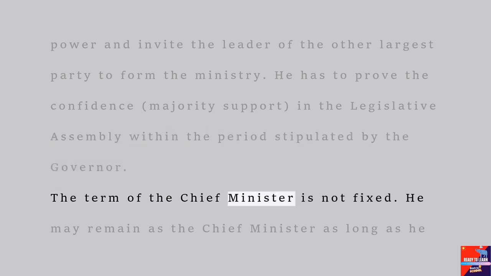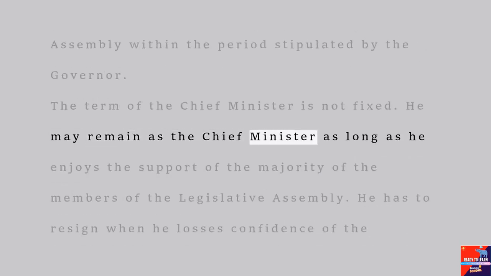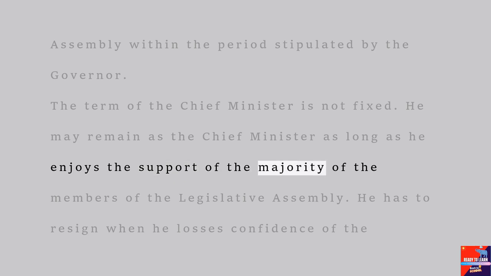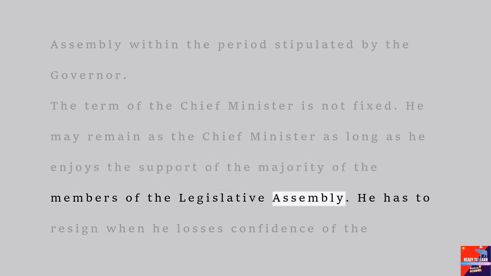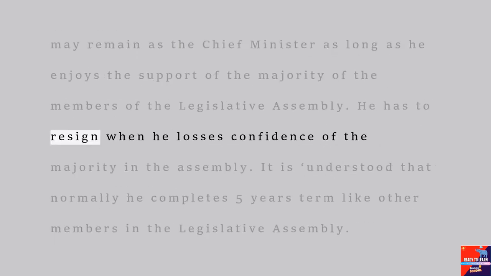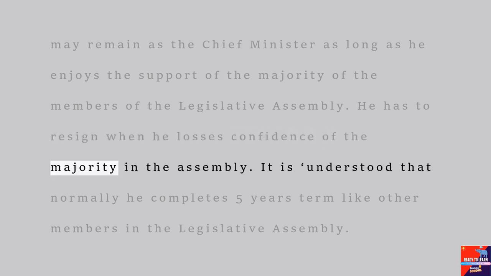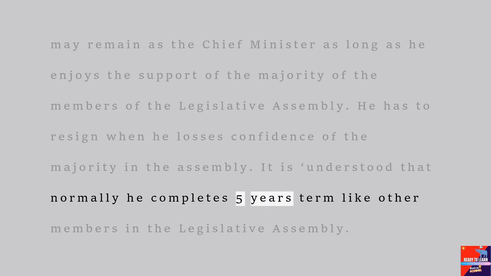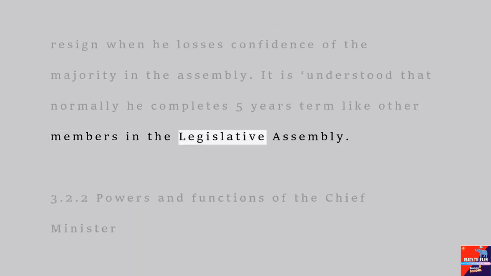The term of the chief minister is not fixed. He may remain as the chief minister as long as he enjoys the support of the majority of the members of the legislative assembly. He has to resign when he loses confidence of the majority in the assembly. It is understood that normally he completes 5 years term like other members in the legislative assembly.